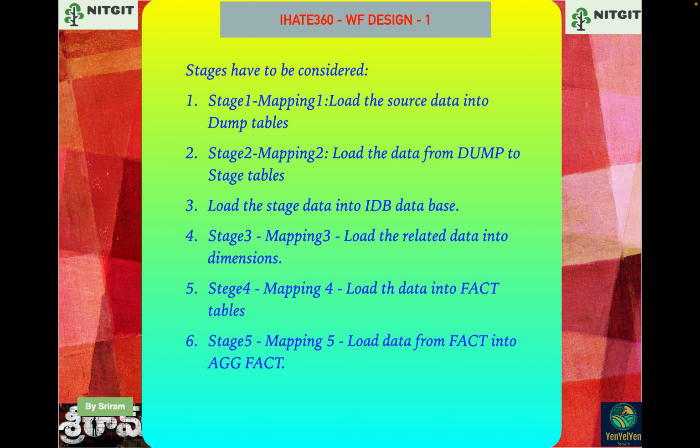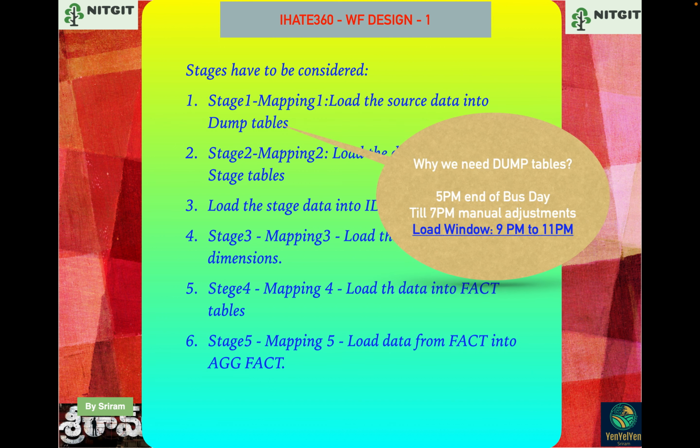After that, stage 3, mapping 3, loads the data from IDH and stage load into the dimensions. Stage 4, mapping 4, loads the data into fact tables using the IDH, IDB database as well as staging tables. Mapping 5 loads the data from fact into the aggregate fact table. Okay, this is how we design the workflow.